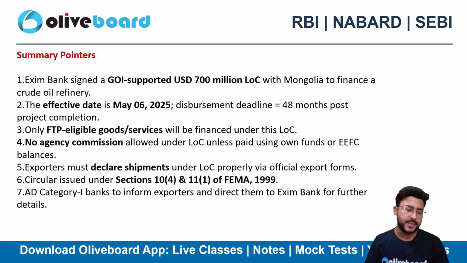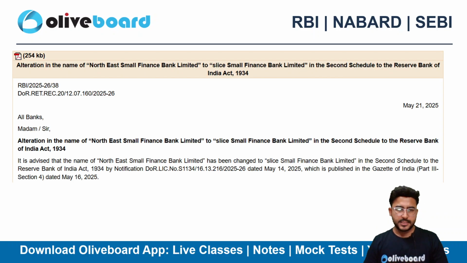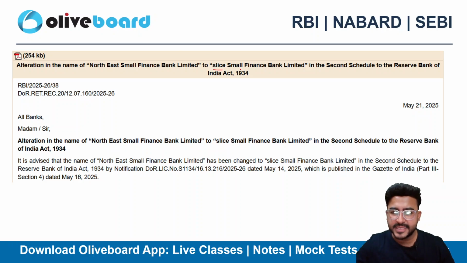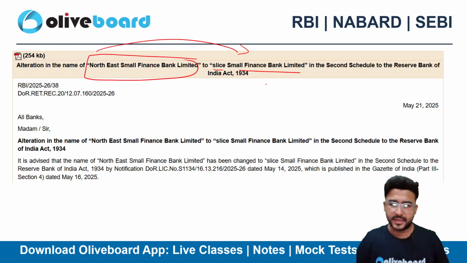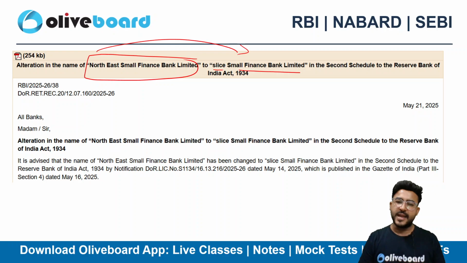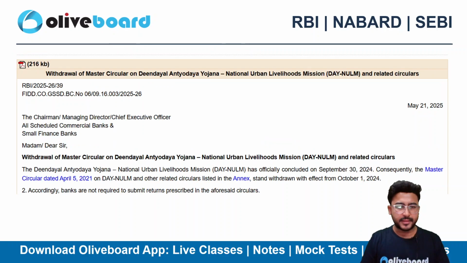And here are the summary pointers of this particular circular. Next is the alteration in the name of the Northeast Small Finance Bank Limited to Slice Small Finance Bank. So this is nothing but an alteration in a name, right? So they have altered their name, and the altered name has been added in the second schedule of the RBI Act, right?